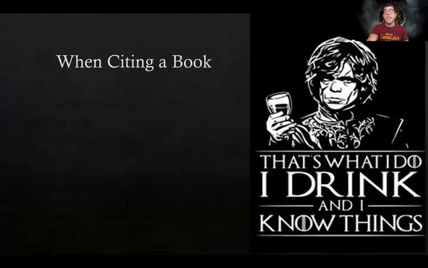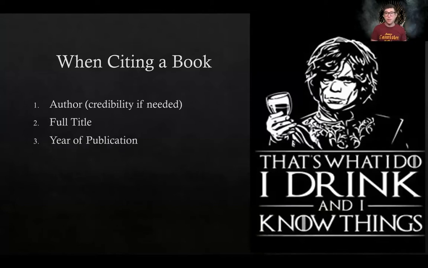What if you're citing a book? Books are a little bit different. So when you're citing a book, you need the author, always, who wrote the book, and you need the credibility of that author if needed. You know, you wouldn't need to establish the credibility of Stephen King, but you might need to establish the credibility of, you know, Joe Schmuck, who just wrote their first book. Then you need the full title of the book, and you need the year of the publication.